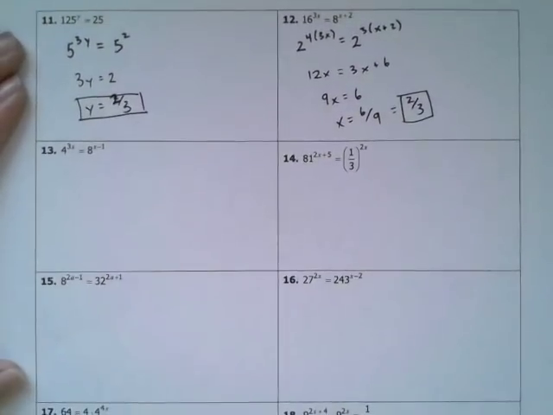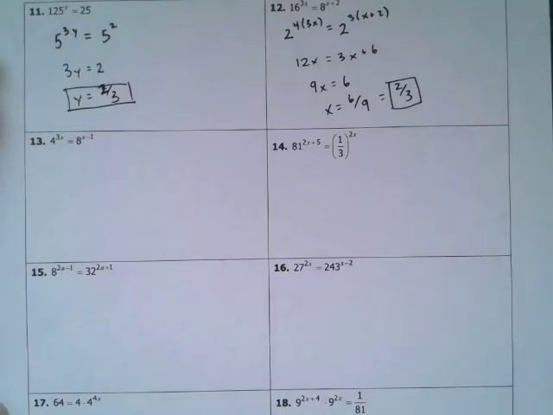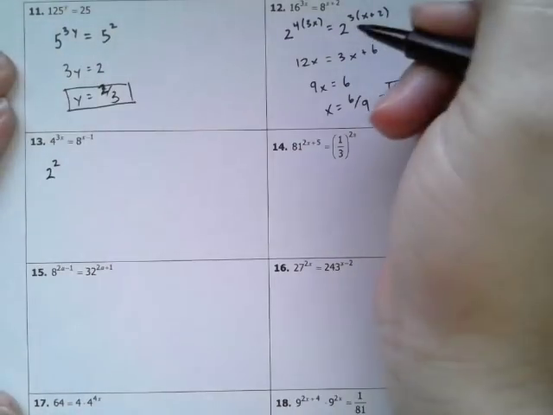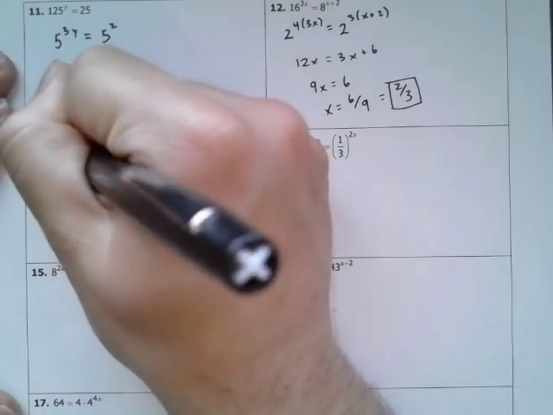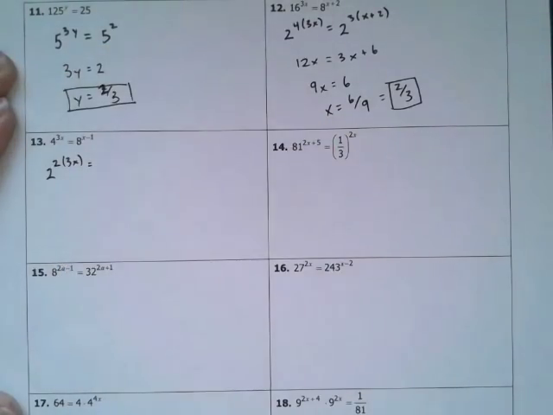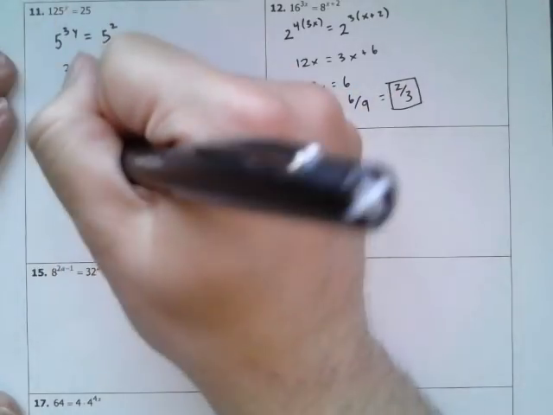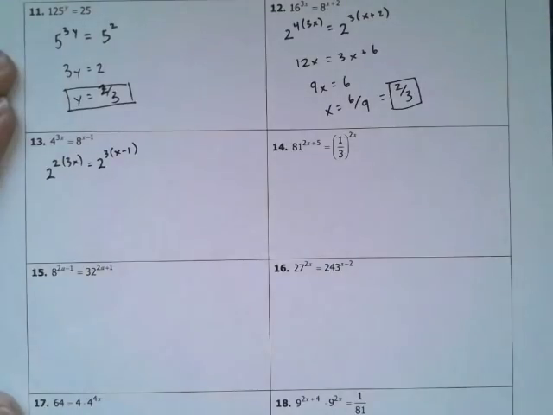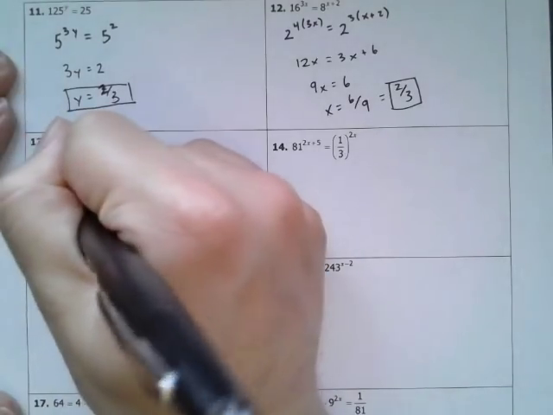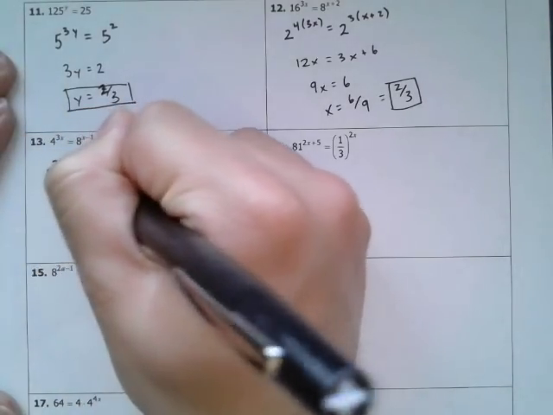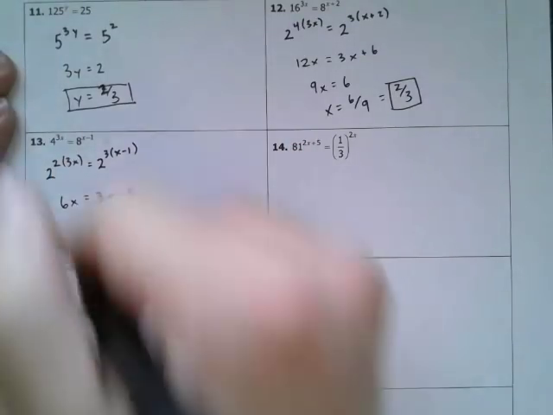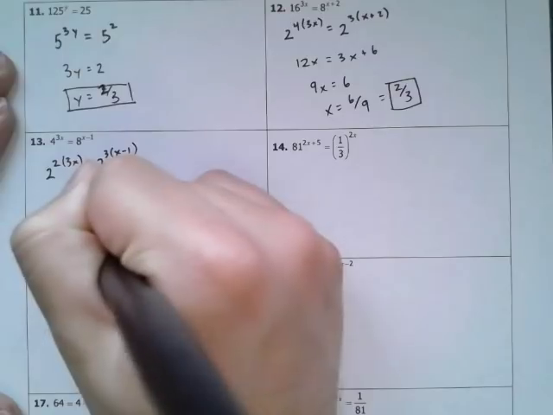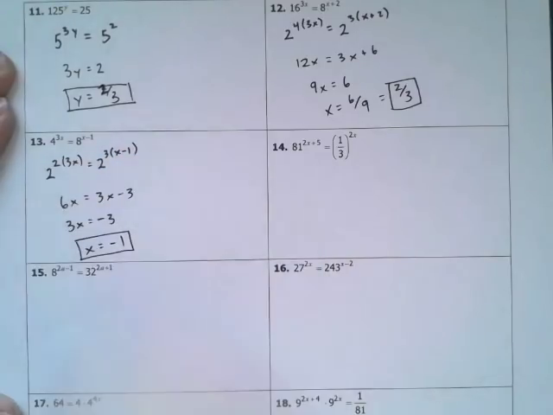Number 13, rewrite 4 as 2 squared times 3x is equal to 8 to the x minus 1, that's 2 to the third x minus 1. So I get 6x is equal to 3x minus 3. 3x is equal to minus 3, and then x is equal to negative 1.